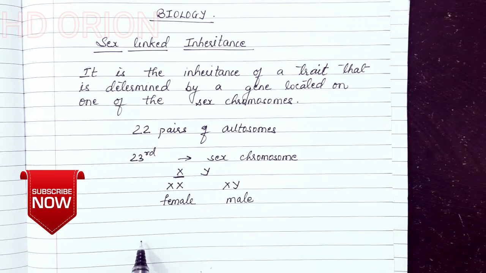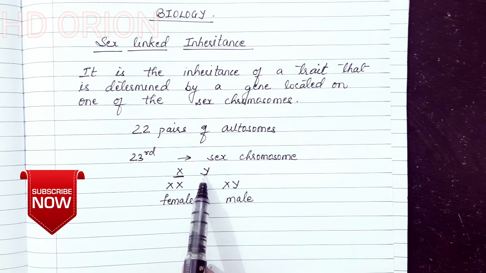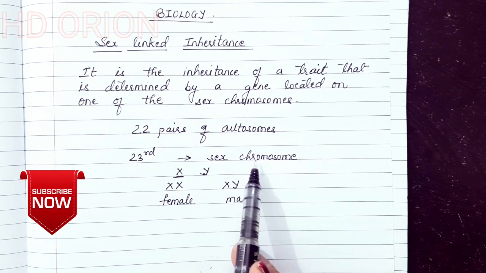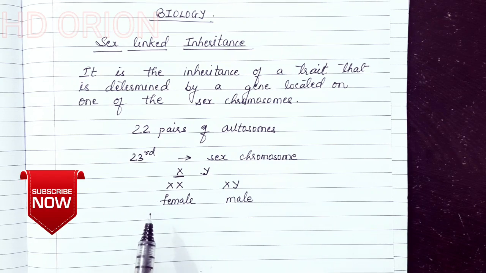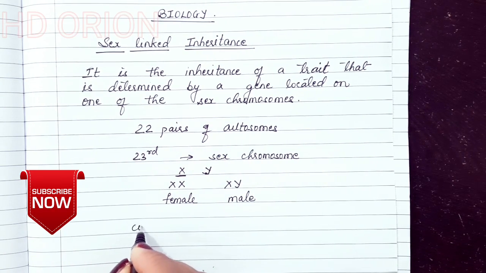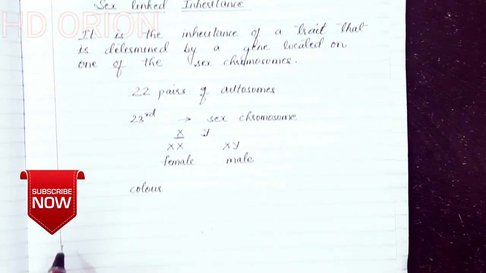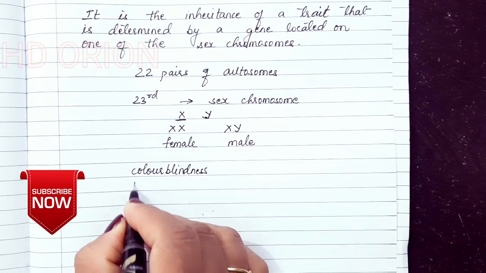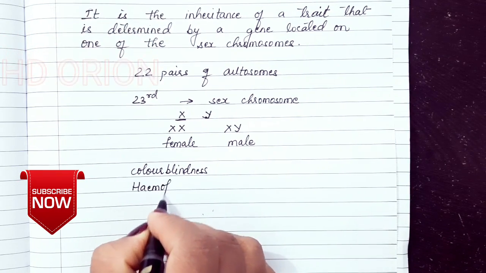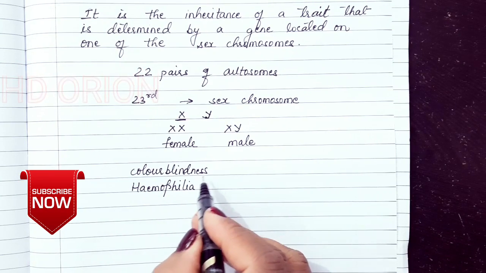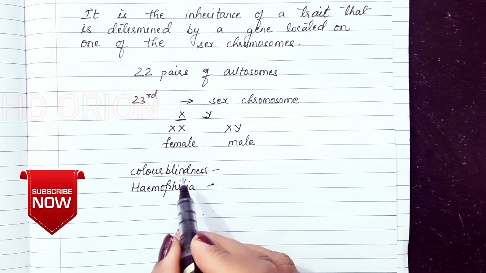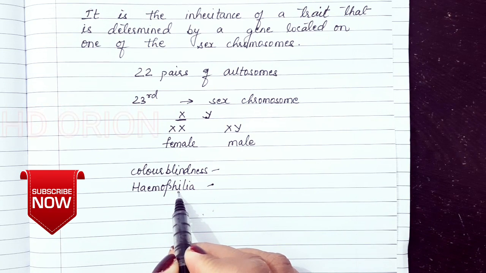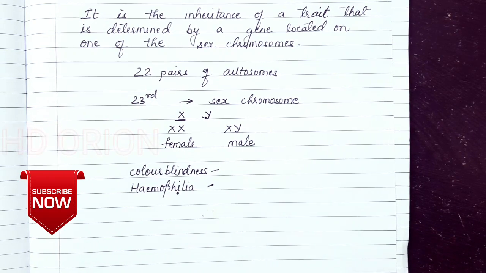So it is very obvious that the main function of X and Y chromosomes is to determine the sex of an individual. But in addition to the sex determining genes, there are also certain genes present which control traits like color blindness, and haemophilia. These are two diseases. With the help of these two diseases, I will be explaining the sex-linked inheritance.